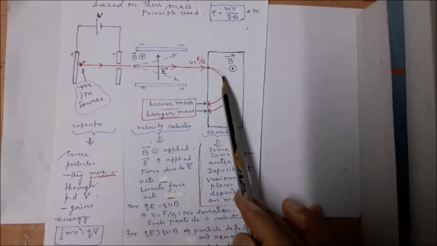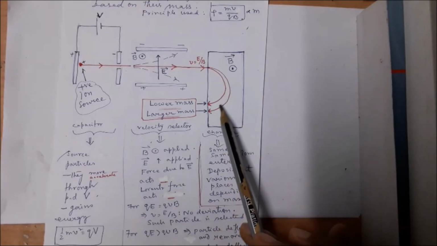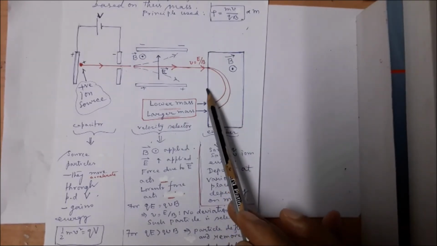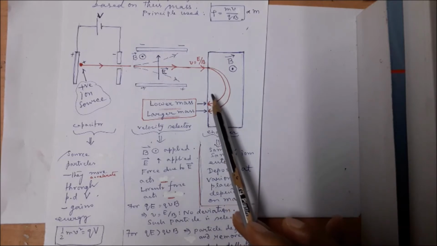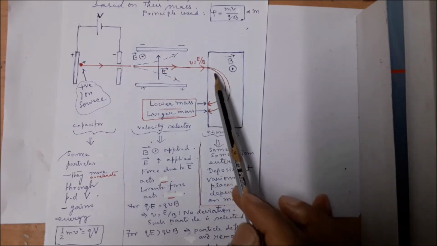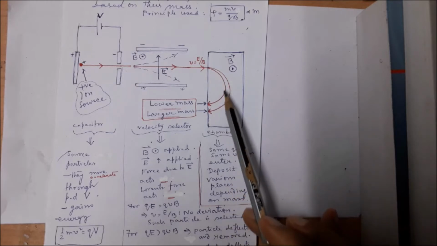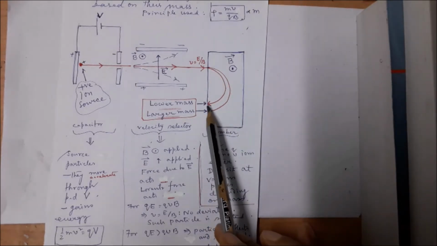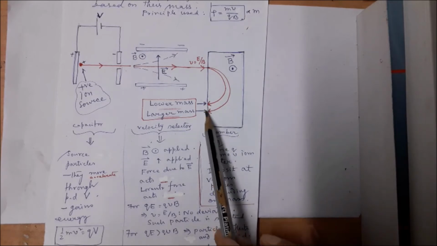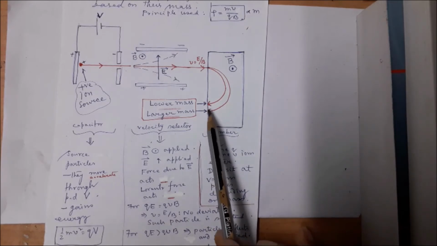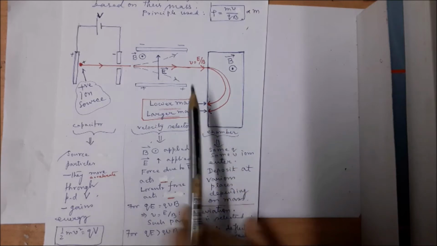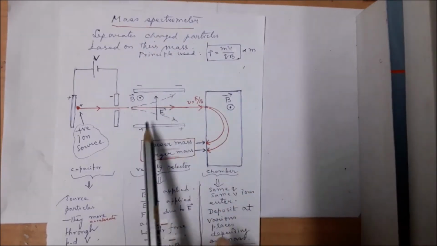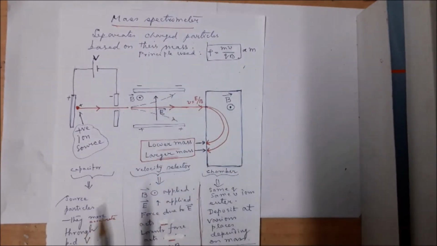So particles of larger mass will trace a bigger circle, that is circles of larger radius, while particles of lower mass will trace circles of smaller radius. So the points of strike are different and therefore they are separated. They deposit at different places. Here light particles, here heavier particles. So in this way the mass spectrometer separates charged particles.